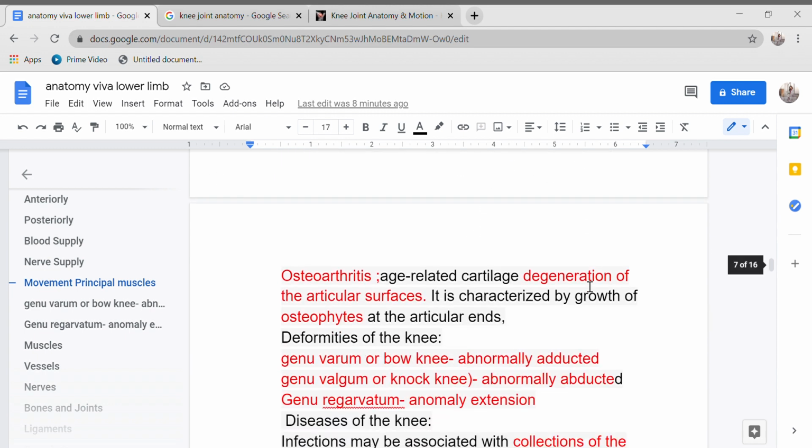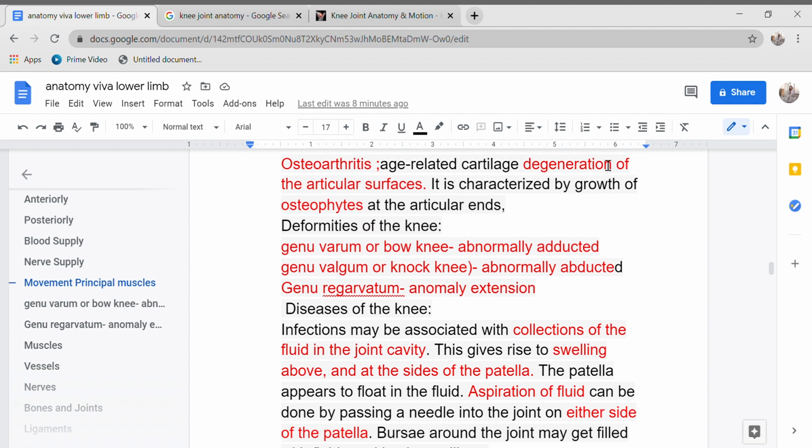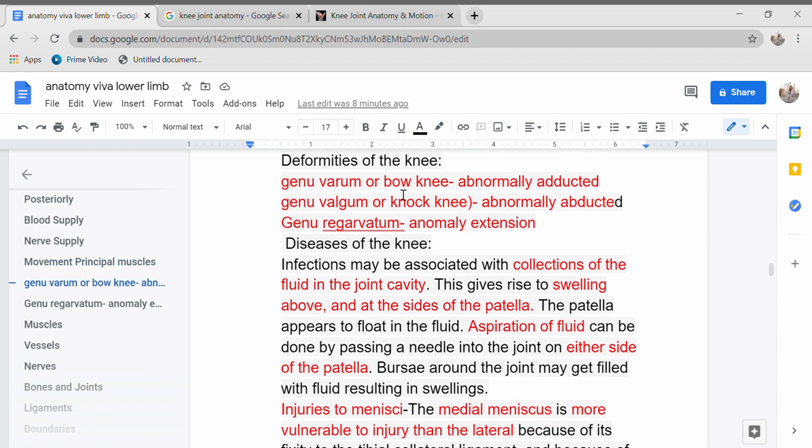Clinical anatomy: there is osteoarthritis, an age-related disorder where there is degeneration of the articular surfaces and a growth of osteophytes. Deformities are genu varum, genu valgum and genu recurvatum. Genu varum is adducted, valgum is abducted, also known as knock knee. Genu recurvatum is an extension abnormality.